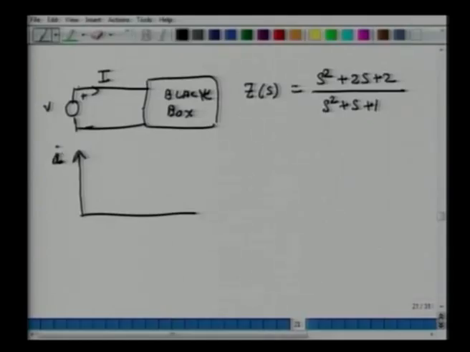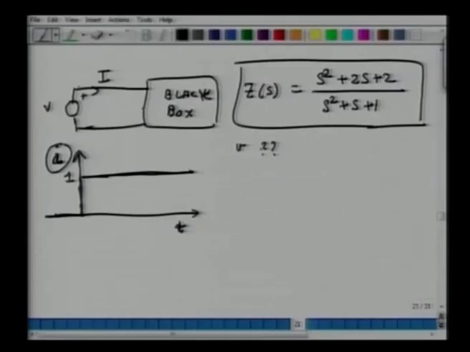real current I is something like this. It's a flat line, like a step function at t equals 0. Before t equals 0 it is 0. At t equals 0 it steps up, becomes 1, and remains constant throughout, and this is my time axis. So if this is my current, what will my voltage look like, given that this is the transfer function?